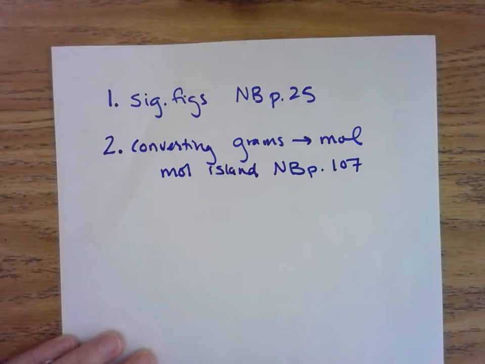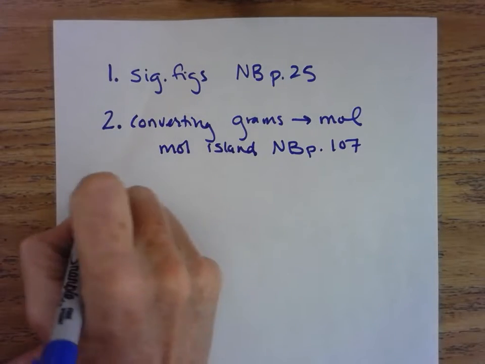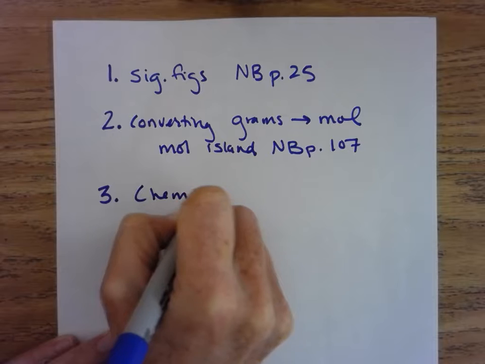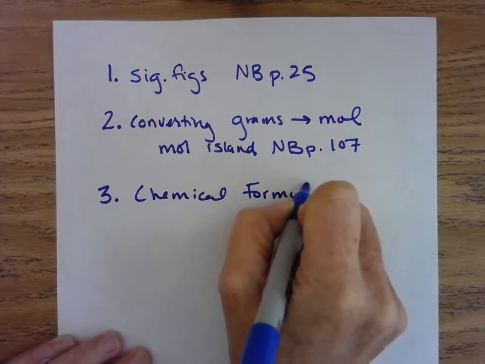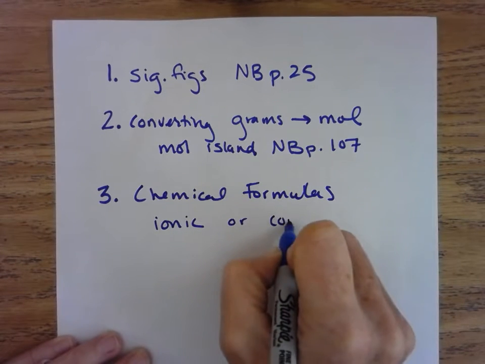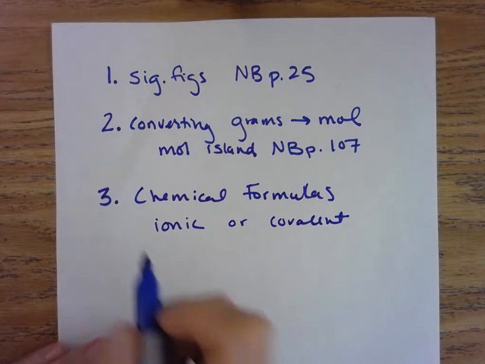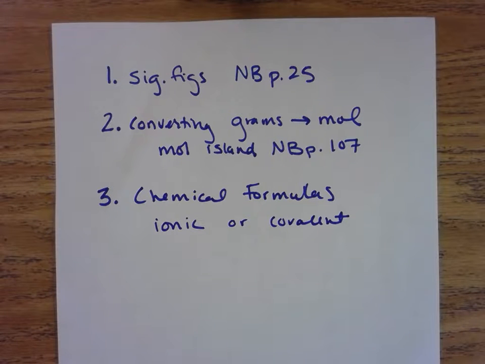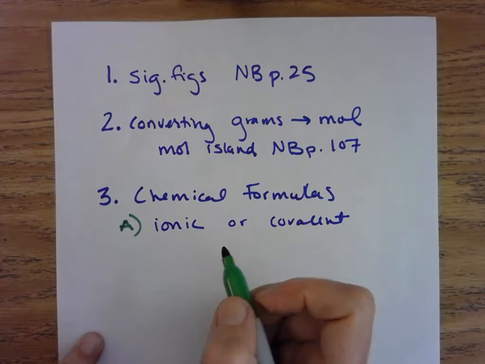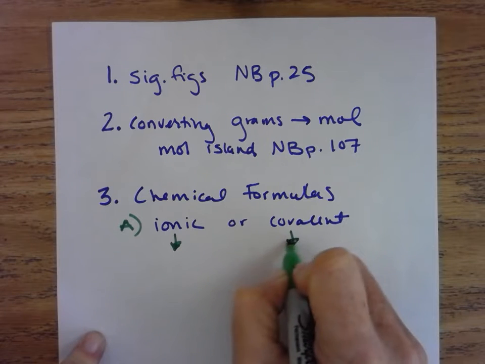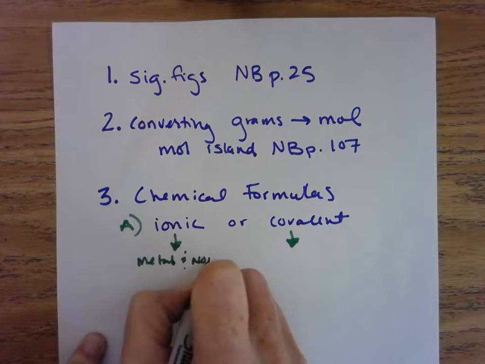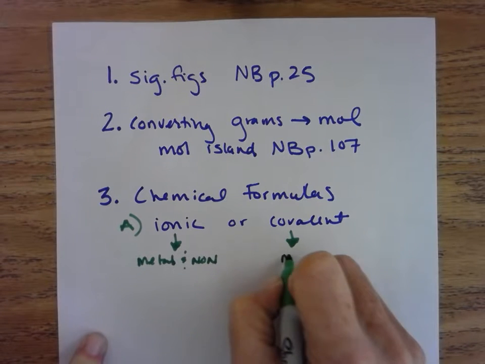The third thing that's going to give you trouble is chemical formulas. Right, you have two major types of chemical formulas. You have ionic or covalent, and it's a three-step process getting an ionic one done. But the first thing you need to do is figure out if you have ionic or covalent. You do that really simply. Ionic are made out of metal and non-metals, and covalent are made out of all non-metals.